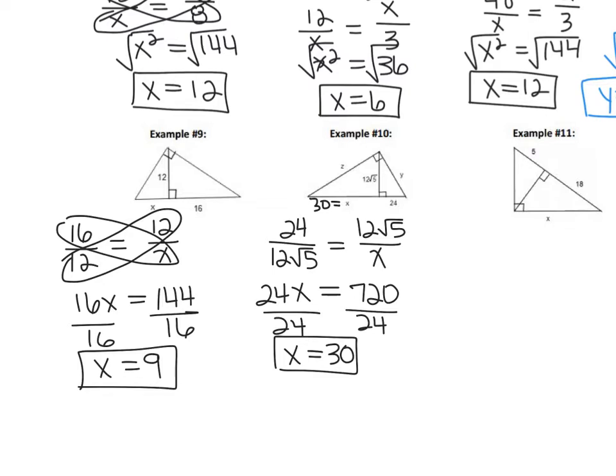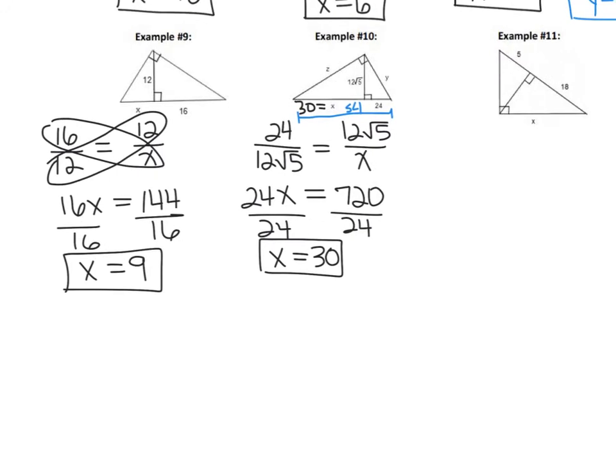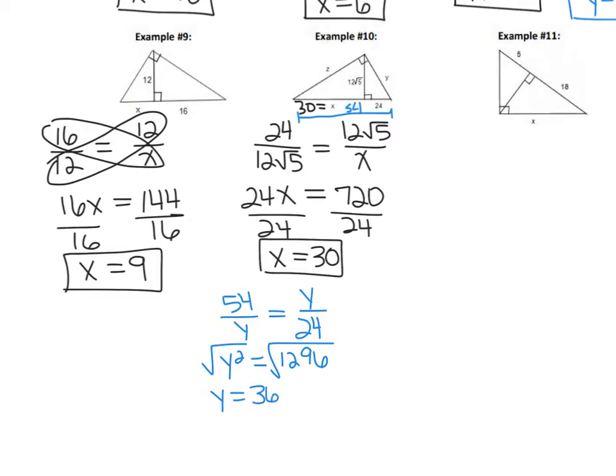So solving for y first, we know that because we now know x is 30, the entire hypotenuse is 30 plus 24, which means the entire hypotenuse is 54. So when we set up to solve for y, we'll have our hypotenuse, 54, over y equals y over the adjacent segment, which is 24. Cross multiplying, we get y squared equals 1,296. Take the square root, and we get y equals 36.